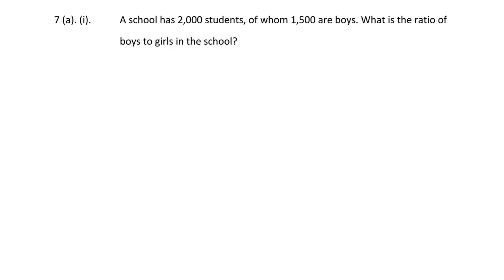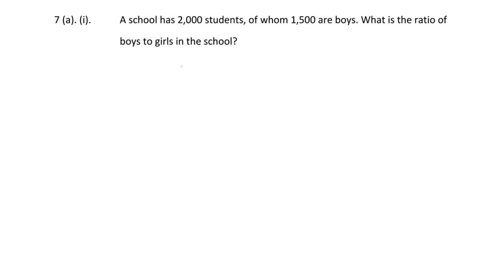Question number 7, Part A, Roman 1. A school has 2,000 students, of whom 1,500 are boys. What is the ratio of boys to girls in the school? Okay, so this is a ratio problem. To find the ratio required, let us first find the number of girls available.